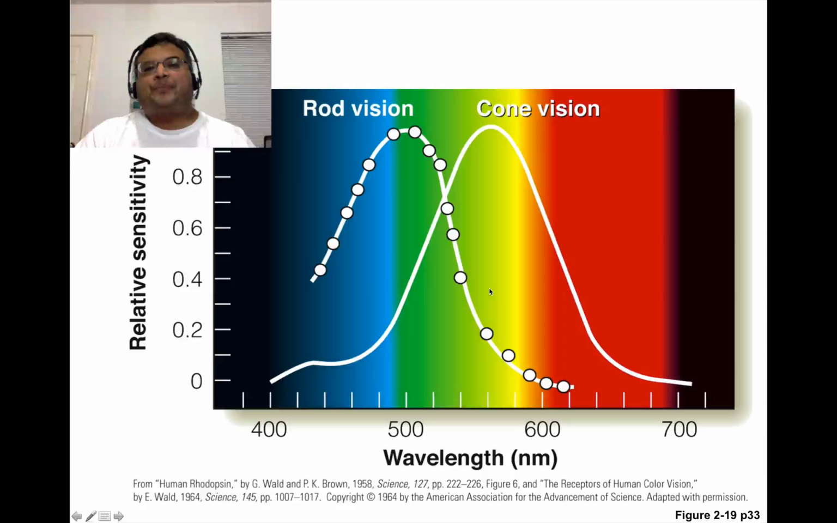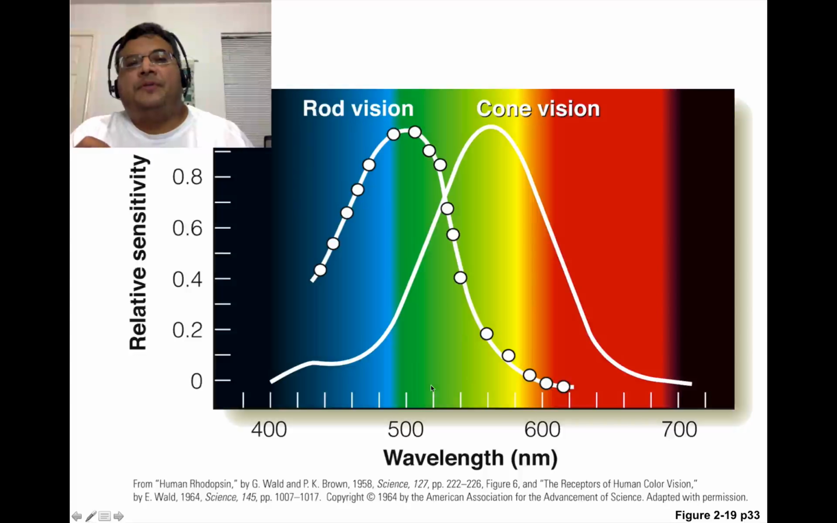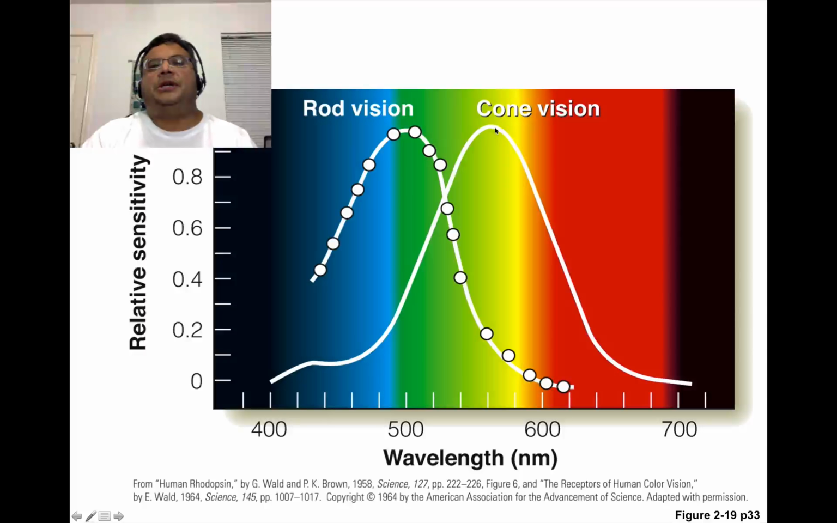Okay. Here's a diagram of the relative sensitivity of rods versus cones, of course, right? Rods are more sensitive to those dark green, bluish colors, whereas cones, as we said, are more sensitive to the yellowish, greenish colors there, right?